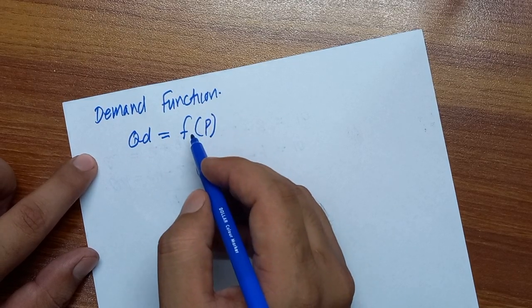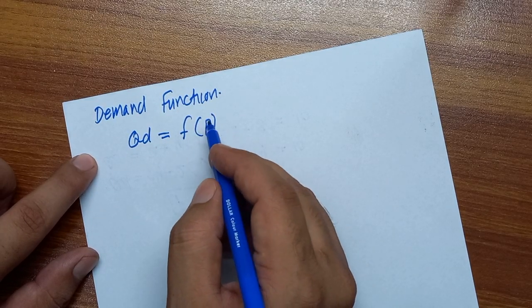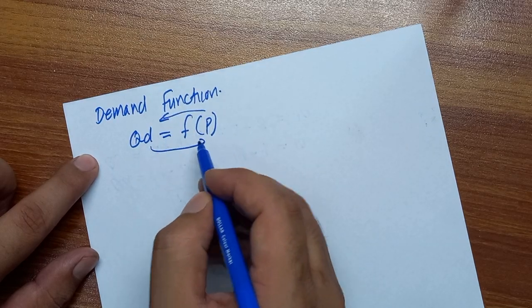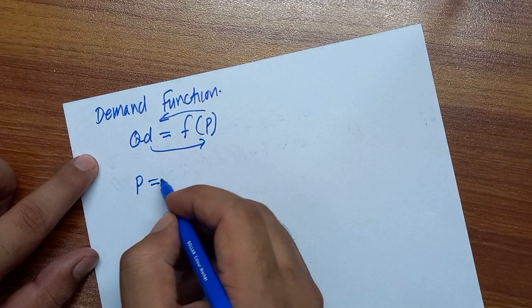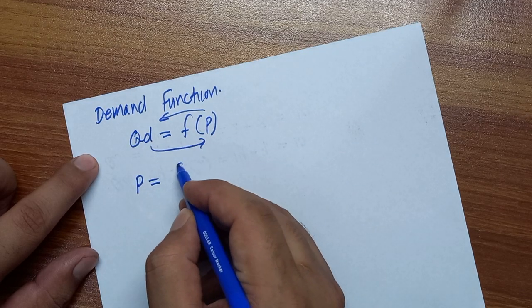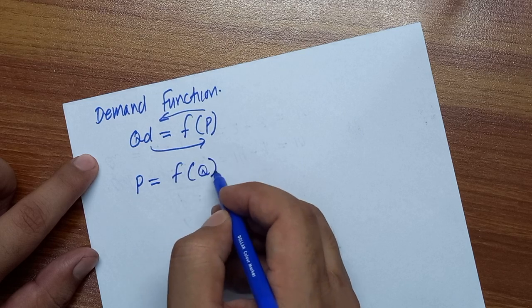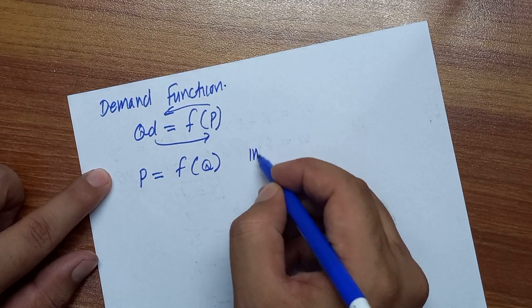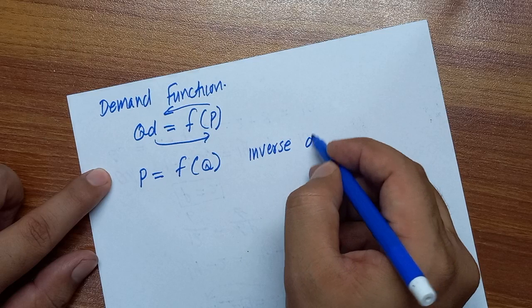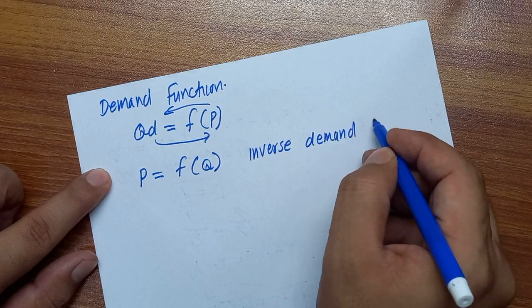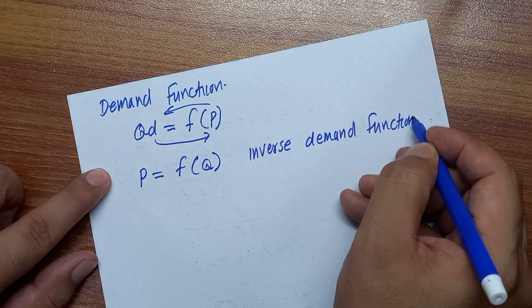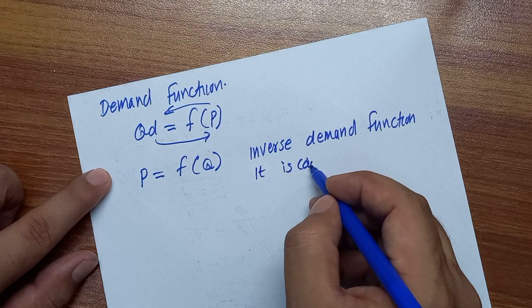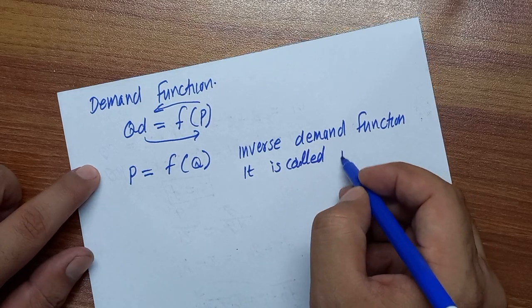So let's say this is a demand function, and when we inverse it, let's say I want to write P here and Q here, so we will write P is equal to function of Q. So when we inverse it, it is called inverse demand function, and it is also called price function.